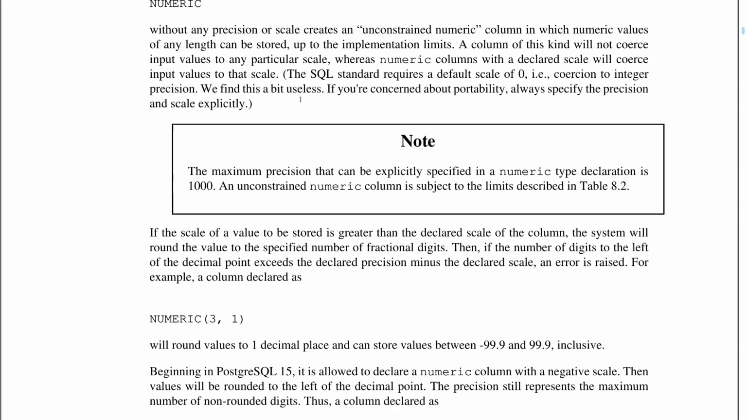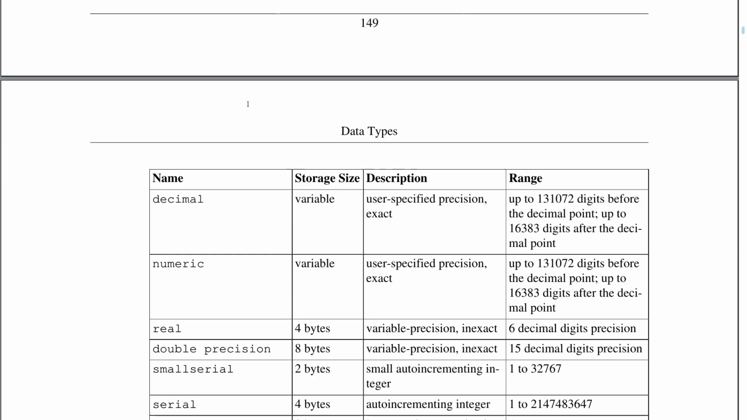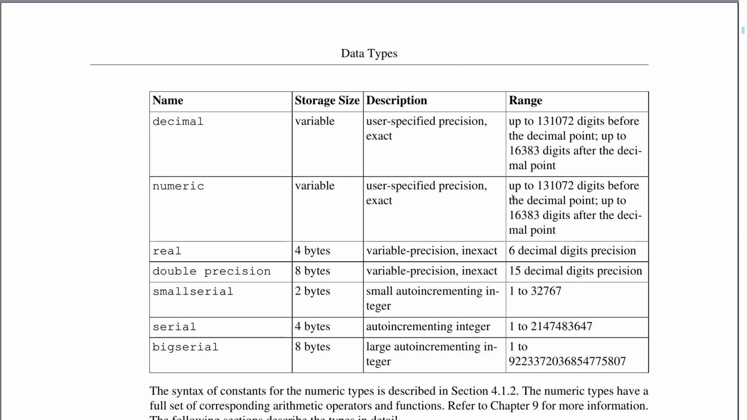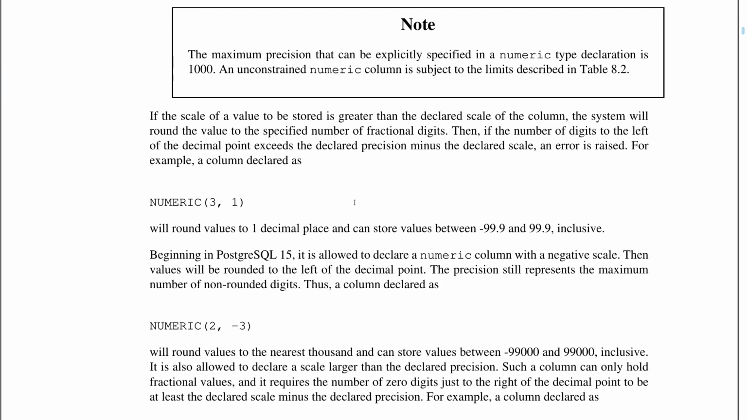We'll see table 8.2, we have not seen, I think. Oh, it is here. So numeric is given here. So it is user specified precision up to 131,072 digits before the decimal point, up to 16,383 digits after the decimal point. So your entire precision would be the sum of these two. And the precision for floating points are 16 and 15 decimal places. Okay, so that was table 8.2.